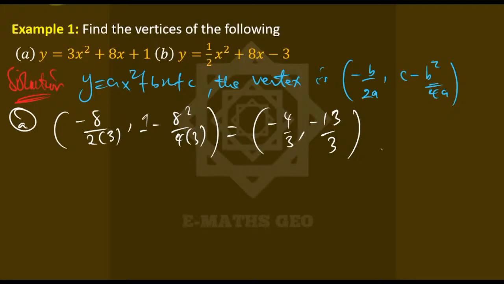So that's the answer. That's the vertex. So why the second one? The same thing. B is what? 8. So I have minus 8 over 2 times A. A is half.